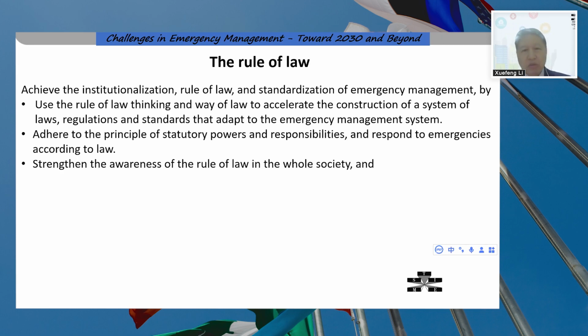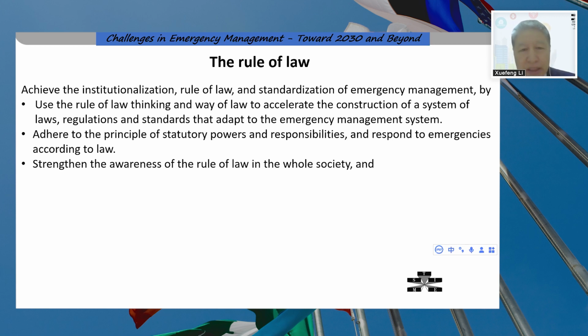First, the rule of law. So what's the real situation in China now? I think we have 2 or 3 shortcomings, basically. The first, we don't have enough laws, regulations, standards, or efficient emergency operation plans.